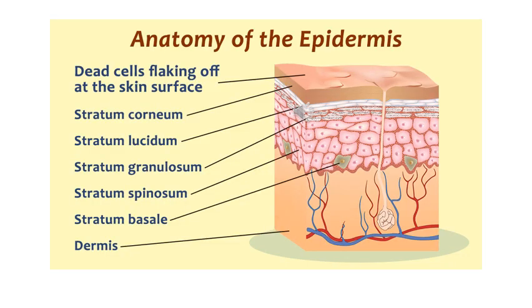Now we will go through some relevant anatomical points regarding the epidermis. You can see the layers of the epidermis in this picture. The lowest part is the stratum basale, which is attached to the dermis, and above that is the stratum spinosum, then the granulosum layer, then stratum lucidum and stratum corneum. Above that, you can see the dead cells flaking off at the skin surface. That's the area where the dead cells flake off normally.